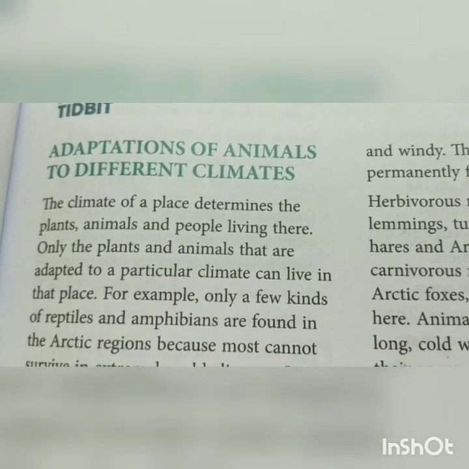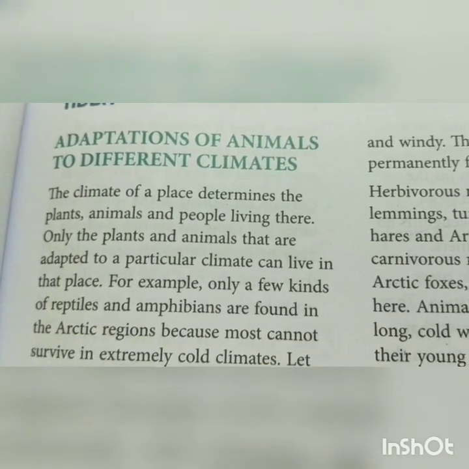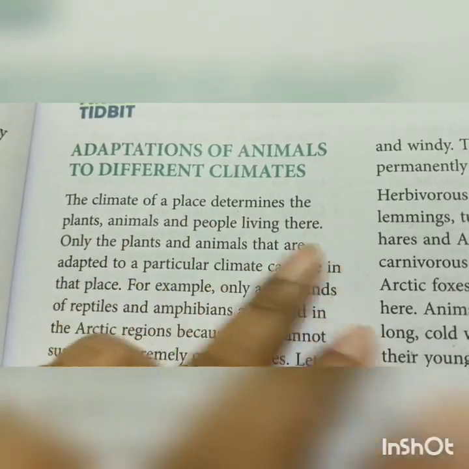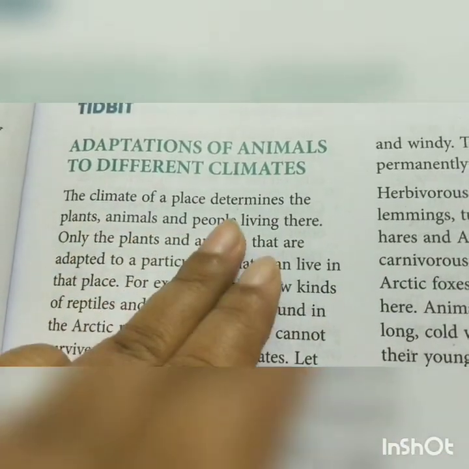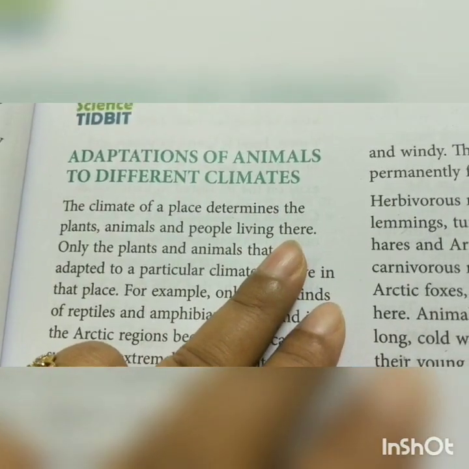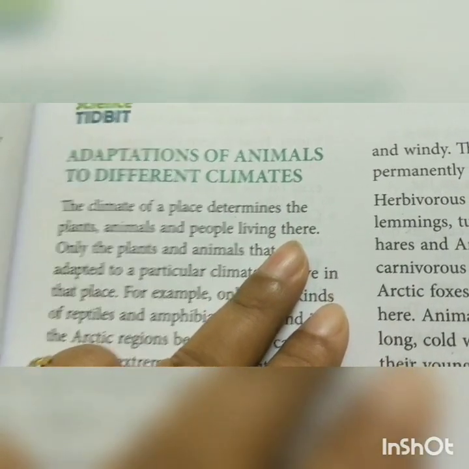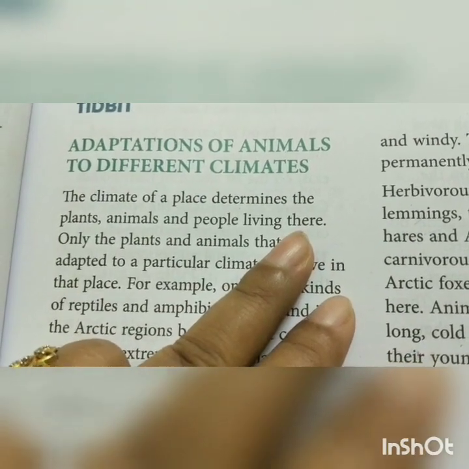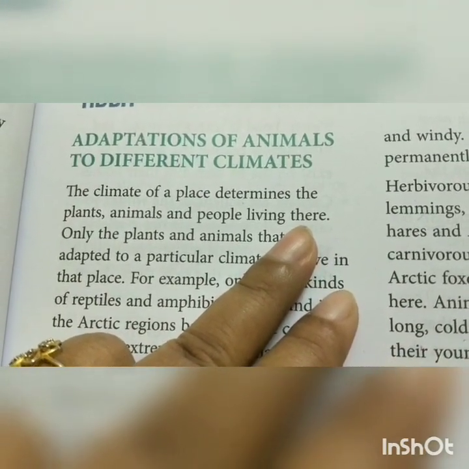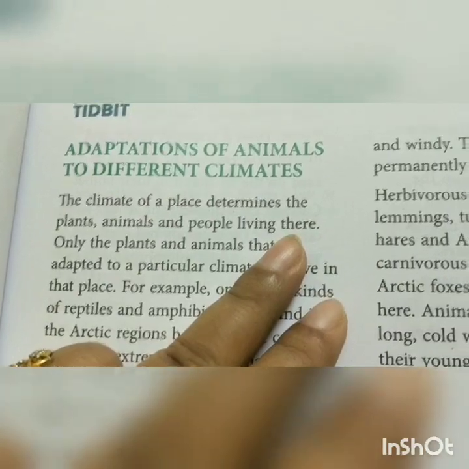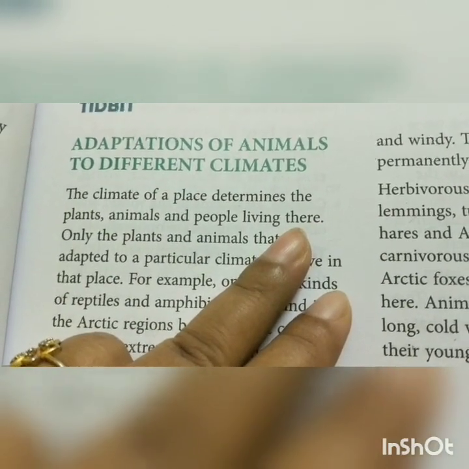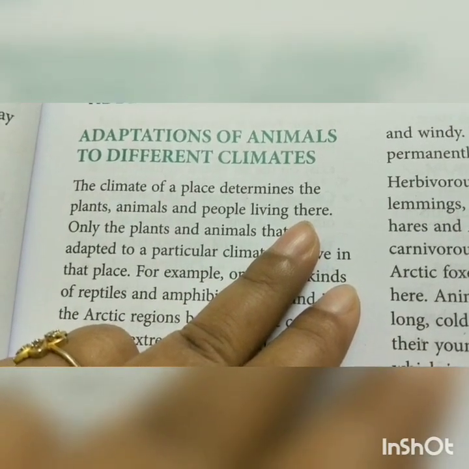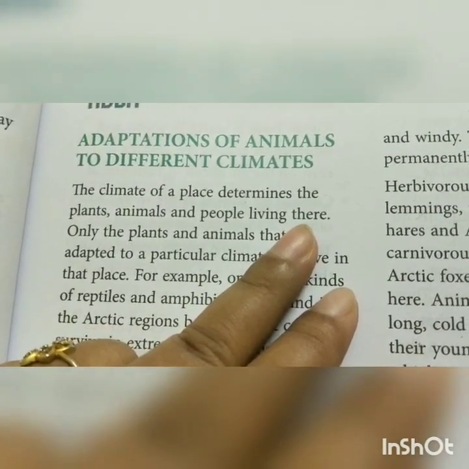So, adaptation of animals to different climates. The climate of a place determines the plants, animals and people living there. So what is meant by adaptation? Adaptation means they build up some characters to survive in a particular place. According to the place, they develop their characters or their habits related to that place.